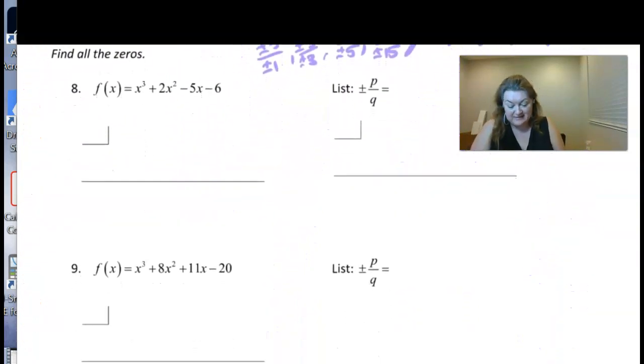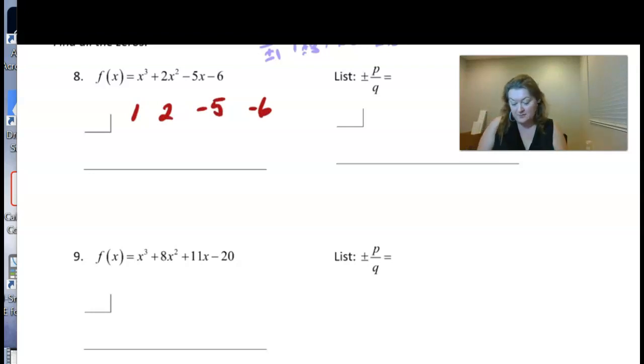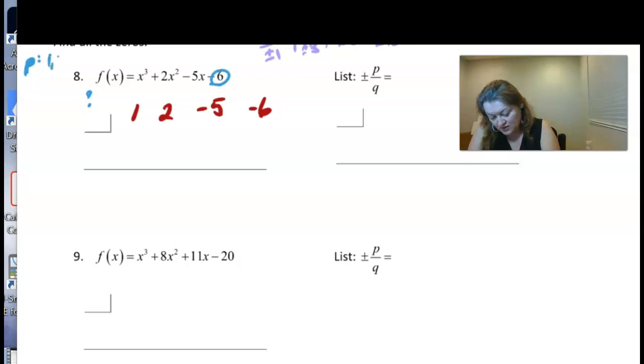Now we get to actually do this. Okay, so here comes the fun part. All right, so this one, I already know I'm going to have to start with a 1, a 2, a -5, and a -6. All right, I'm going to have to figure out what number I'm going to put here myself. This is my job to figure out what am I going to put here. Okay, so to do that, I'm going to go and figure out P's and Q's. So for now, just for our work step, I'm going to leave out the pluses and minuses. So P is the number at the end, that's the 6. So that's a 1, 2, 3, and 6. And then the Q is the first number, that's just a 1.